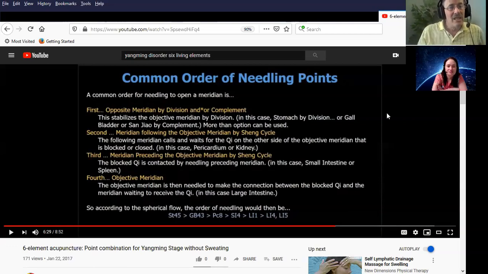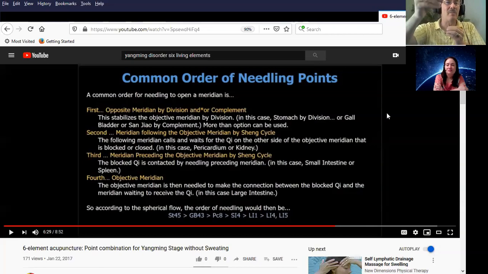Then second, the meridian following the objective meridian, which in this case would be the pericardium. So you're calling the energy. You're calling the energy to move through the large intestine by needling beyond it. Over here, come this way, come this way. You're giving it a place where it wants to go. And then third, you do the meridian preceding the large intestine, which in this case would be the small intestine. So now the small intestine says, oh, you're calling me to go towards you? So now you're creating this emotion for the energy to get from the small intestine to the pericardium.